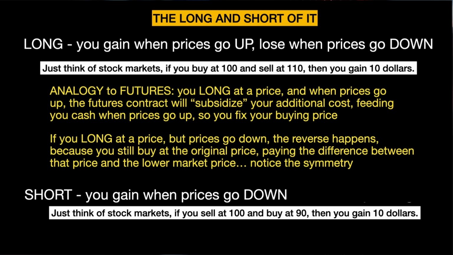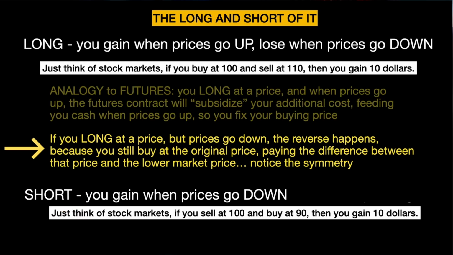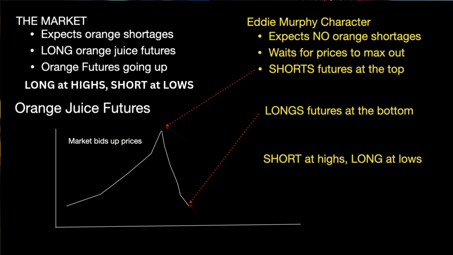So if you're short, on the other hand, you expect prices to come down and make money if prices do come down. If you're long, on the other hand, and prices go down, you lose money. The latter is buying high, selling low. Long at high prices, short at low prices. So that's a losing position. It's like buying at high prices and selling at low prices. Long at high, short at low.